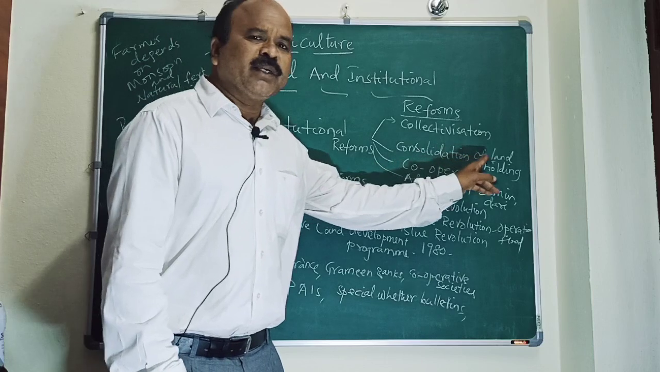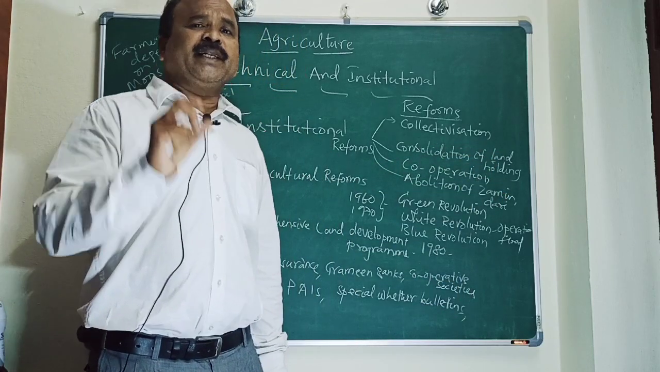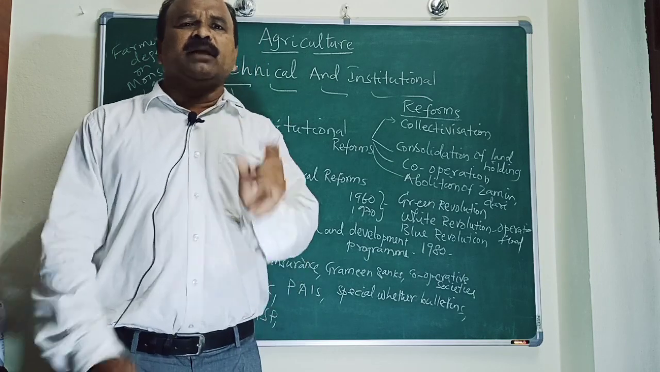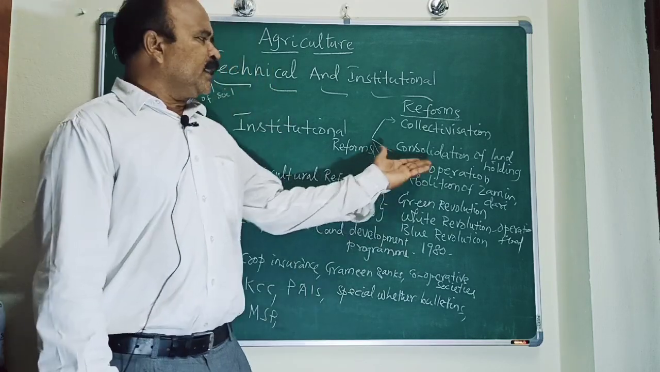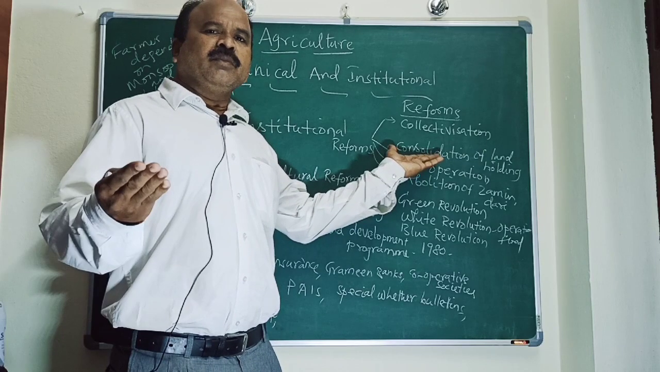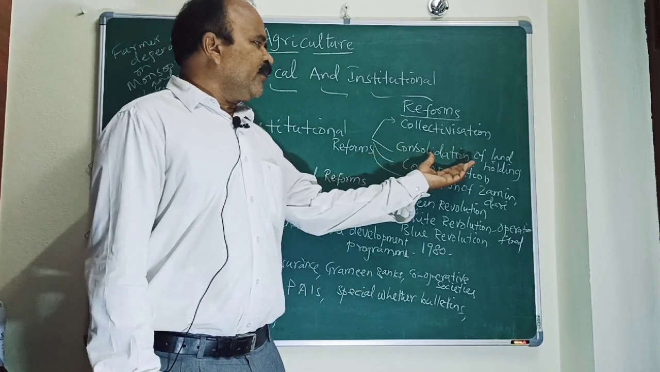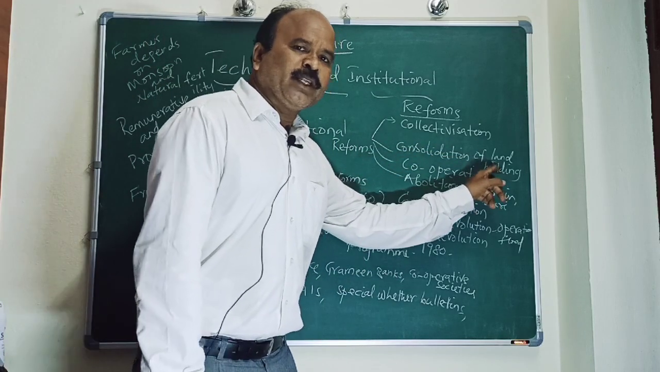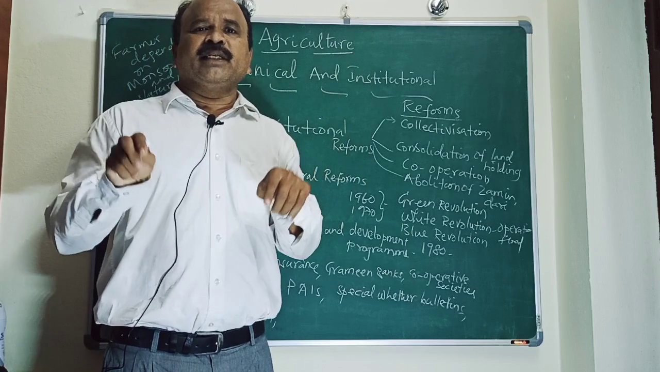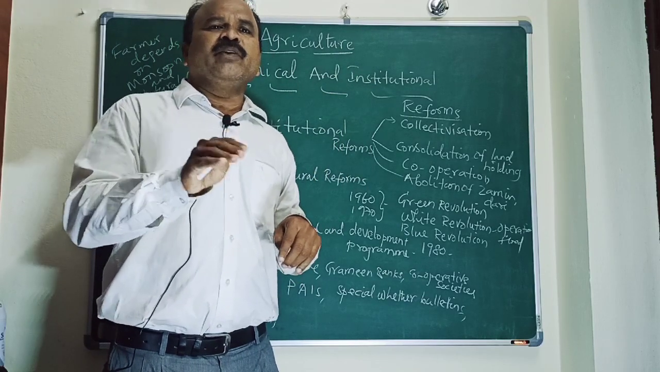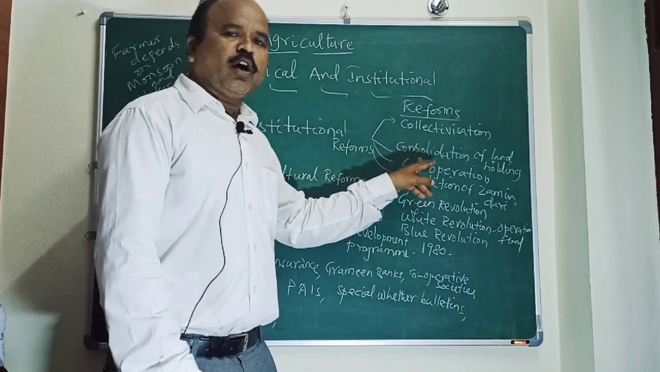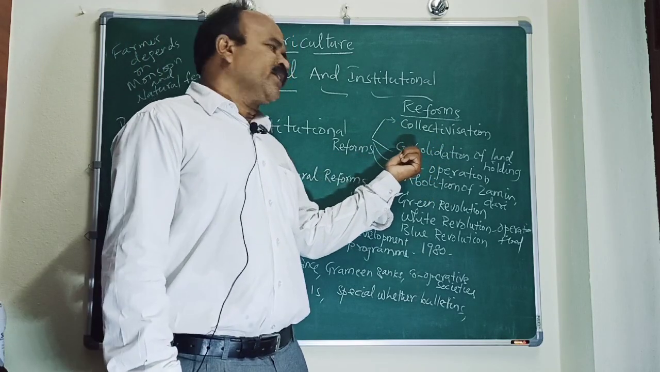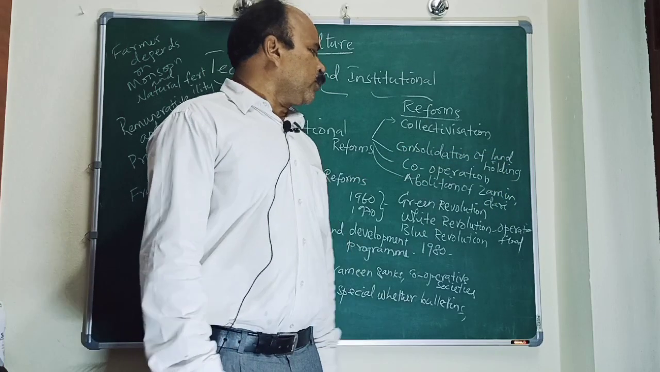Because of fragmentation of lands, the land holding pattern in India is very small. Every farmer has a very small piece of land that is not useful for the development of agriculture. So they went for consolidation of land holding. Consolidation of land holding means rearranging lands in a scientific way so that we get large farms or large lands for agriculture. So that is the second institutional reform, consolidation of land holding.